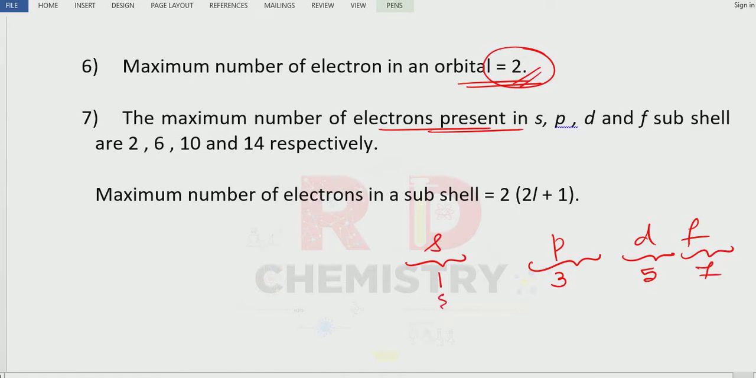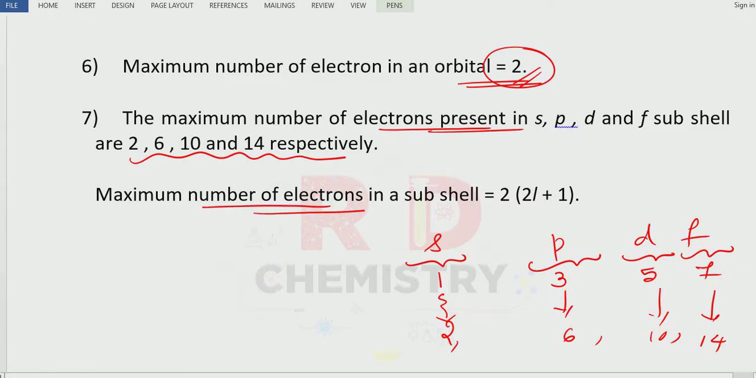Each orbital can have how many electrons? Maximum 2 electrons each orbital. So here 2 electrons are possible, here 6, here 10, and here 14. So we have 2, 6, 10, 14 respectively. The maximum number of electrons in a subshell is 2 into 2l plus 1.